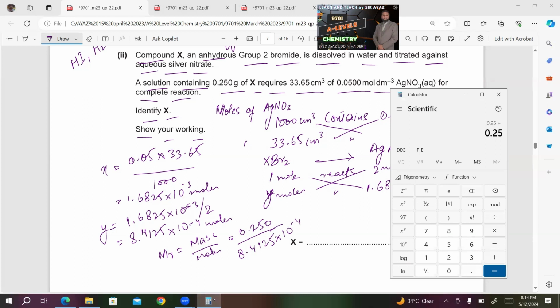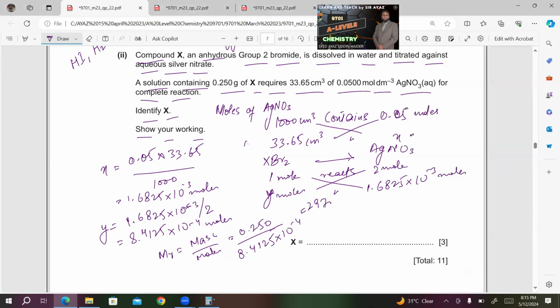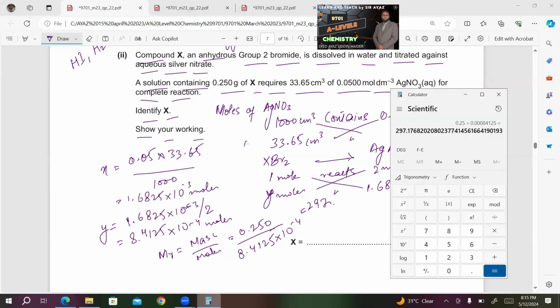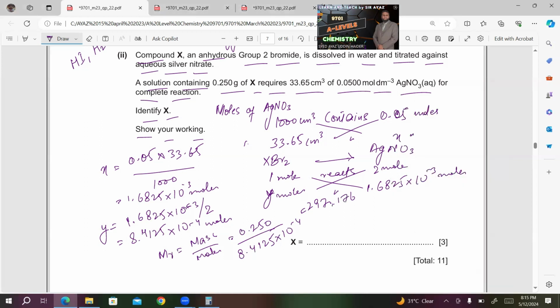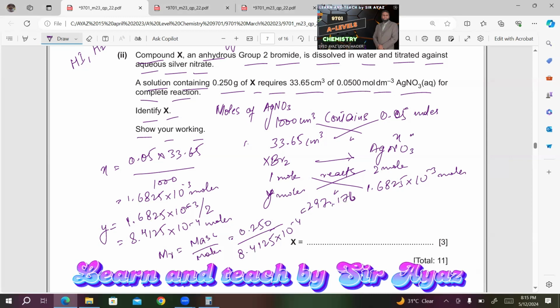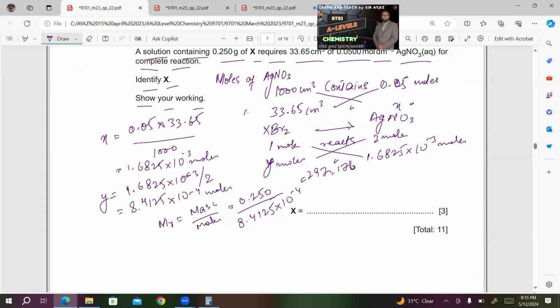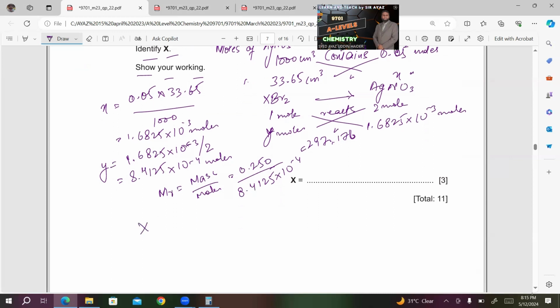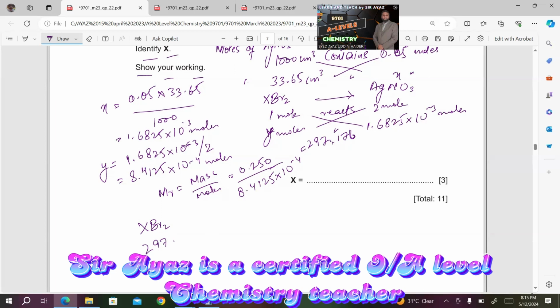0.25 divided by 8.4125 × 10^-4, it is 297.176. So it's reacted with Br, the compound is with Br, which is XBr2. Straight away subtract the masses of Br. So 297.176 minus, it will be 2Br.